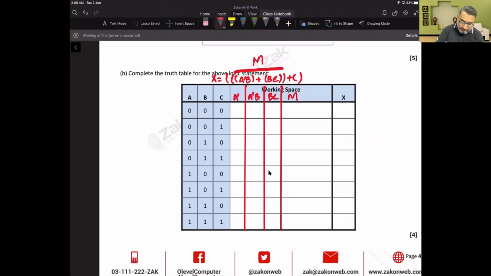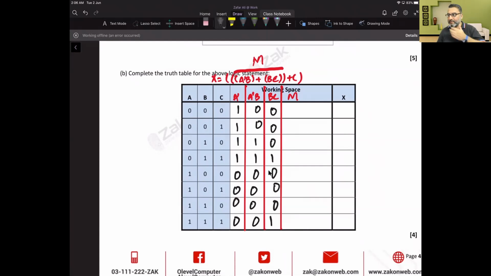So A naught would be 1, 1, 1, 1, 0, 0, 0, and 0. A naught B will be 0, 0, 1, 1, 0, 0, 0, and 0. Because whenever there are two ones, only then we will be able to get one, otherwise we would always have zeros. Now B and C: 0, 0, 0, 1, 0, 0, 0, 1.